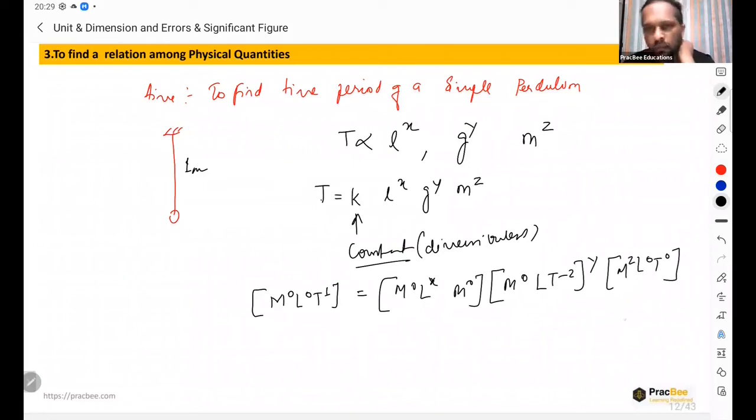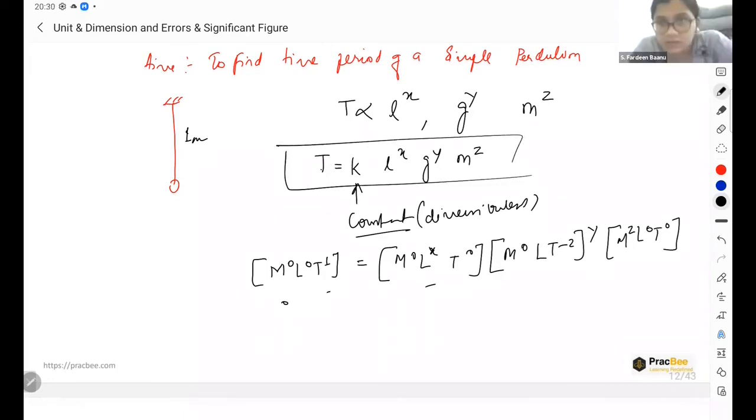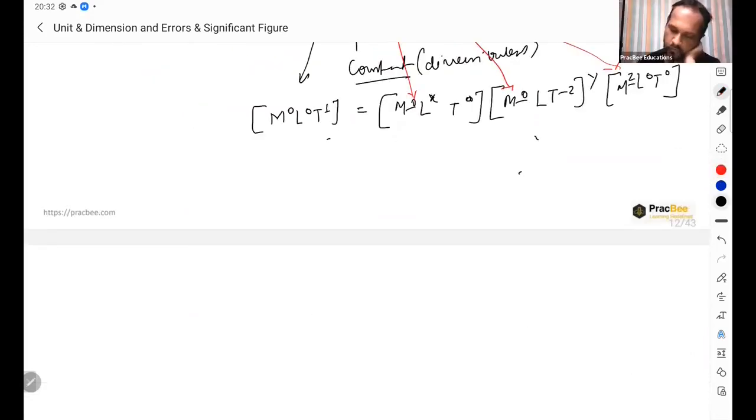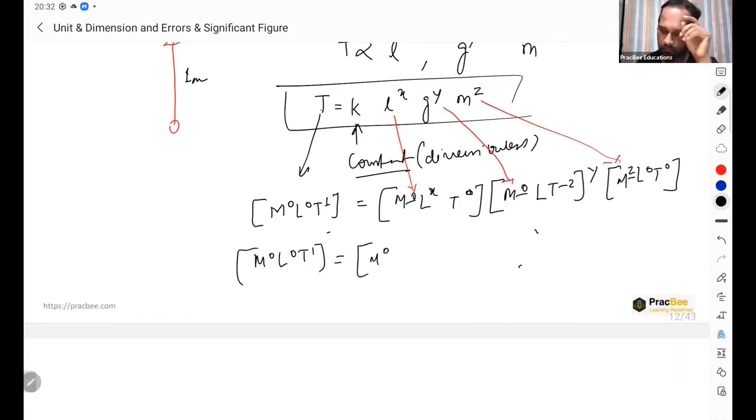Got it, Fardeen? What I'm trying to say is that this is the formula that I got. So the dimension of T is here, the dimension of L is here, the dimension of G is here, the dimension of M is here. All three are in multiplication. Till here it is clear. M^0 L^0 T^1 equals M^0 L^x T^0, M^0 L^y T^-2y, M^z L^0 T^0.